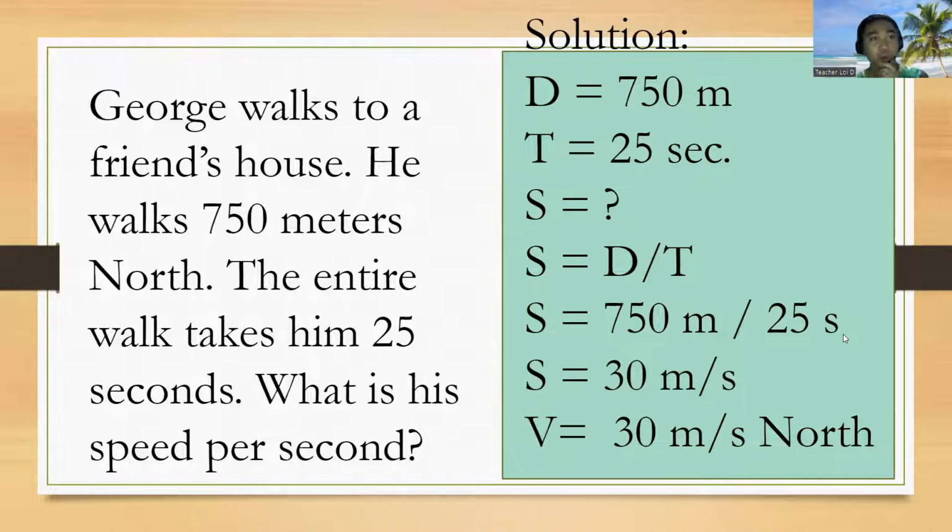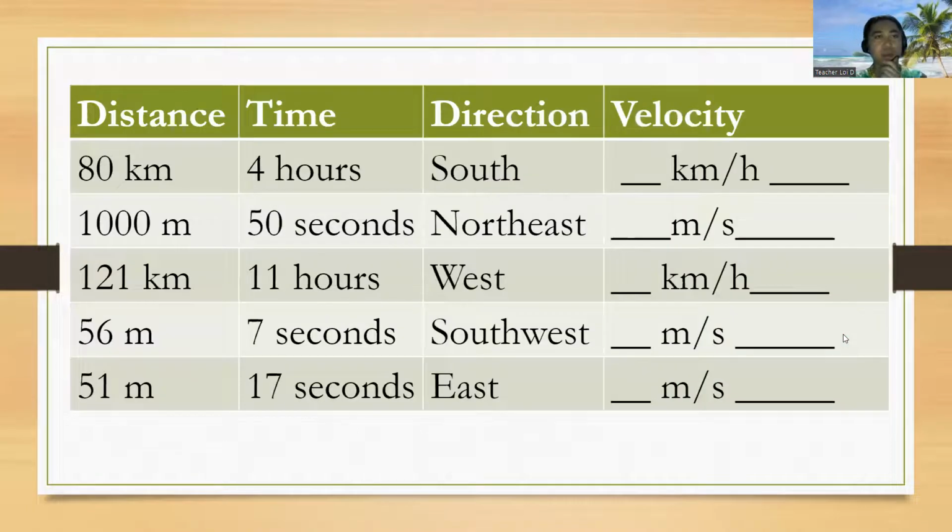Saan papunta si George? So let us answer this. Okay? May given distance dito, time, direction, at hinahanap natin ay velocity. So same formula lang po yung gagamitin natin. Speed is equal to distance over time. So 80 kilometers and 4 hours. Then ang direction ay south. Let us solve this. 80 divided by 4 is 20 kilometer per hour south.